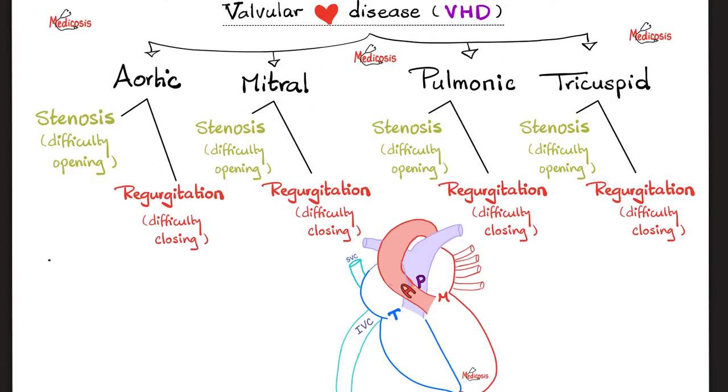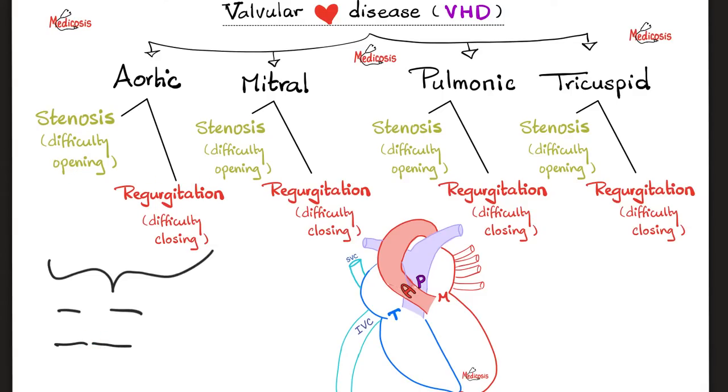What if I suffer from both? Then it's called double. There is double aortic, there is double mitral, double pulmonic, and double tricuspid. What's the difference between stenosis and regurg? Stenosis is a narrow valve that cannot open properly. Instead of being open like this, it is now open like this. Oh, this is narrow. This is difficulty at opening.